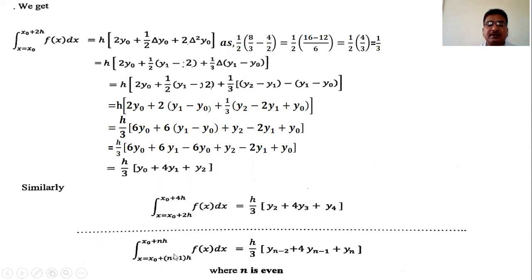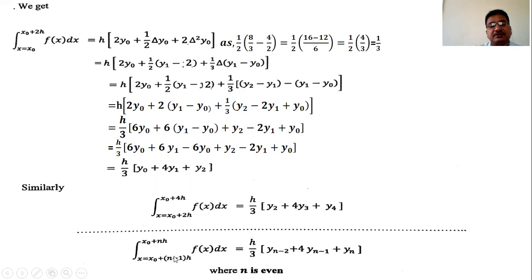So what are the last points? x naught plus nh, and then the previous point is x naught plus (n minus 1)h, and the second last point is x naught plus (n minus 2)h. So correct here, it should be n minus 2. Here is a wrong answer, this n minus 1; correct here n minus 2. So the last two intervals, their end points are x naught plus (n minus 2)h, x naught plus (n minus 1)h, and x naught plus nh.